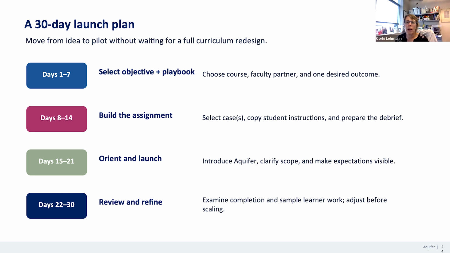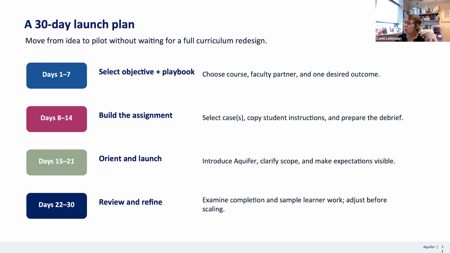That next week, orient and launch. Again, introduce things to your students and really make expectations visible and clear. That always helps with students, of course. Then when you get into that last week, review what you've gotten back. Did you have learners submit work? Was it just about the quality of the debrief discussions? What was it that you thought was going to be your outcome? Take a good look at it and decide what you want to do with it.